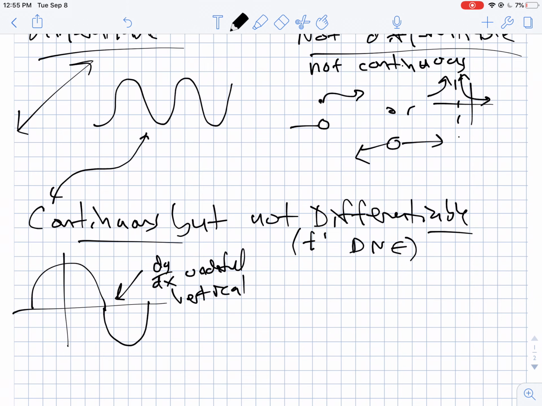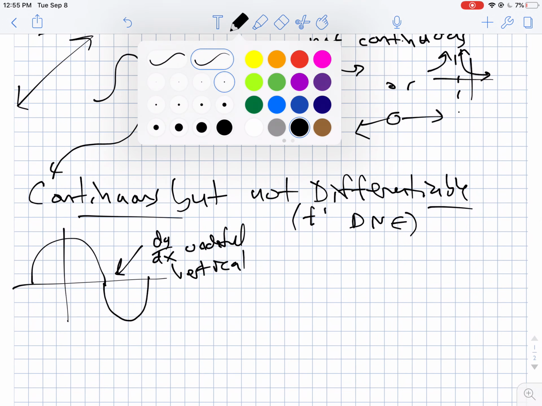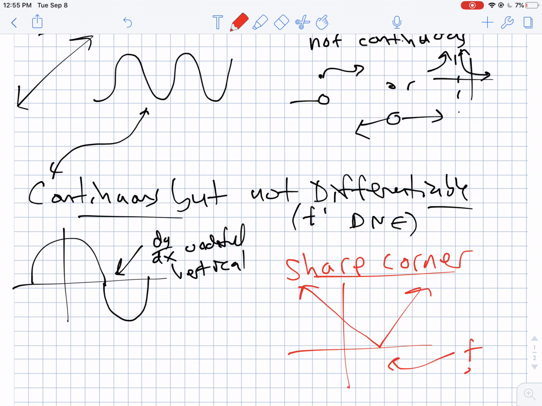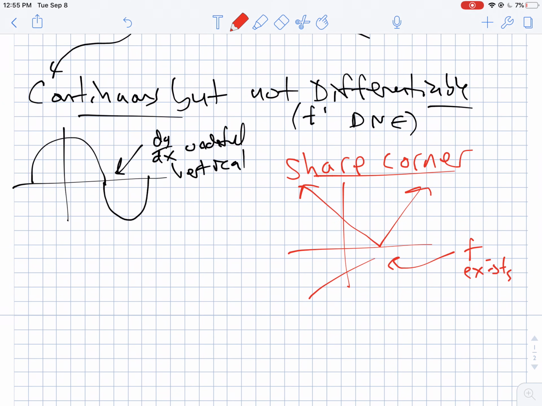Now, the other case that I think is far more interesting, that we can be continuous but not differentiable, is something called a sharp corner. Okay, in a sharp corner, you see this on an absolute value graph, but it looks something like that. Okay, so at that point, the function exists, right? f exists. But also at that point, it's not differentiable. f prime does not exist.